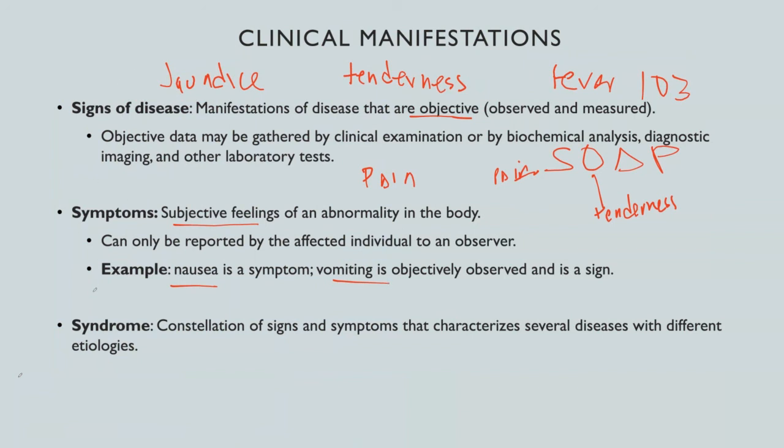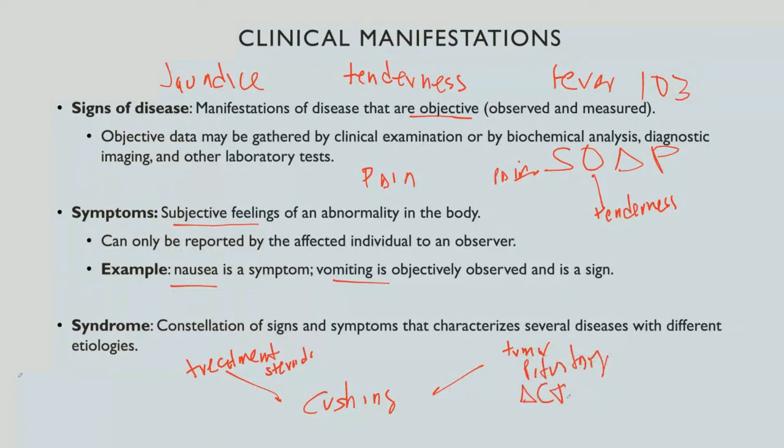And a combination of signs and symptoms is what we call a syndrome. For example, Cushing is a syndrome that may be due to treatment with steroids in a person, for example, that has rheumatoid arthritis, or maybe due to a tumor in the pituitary that is producing ACTH. Different etiologies will manifest with a syndrome.